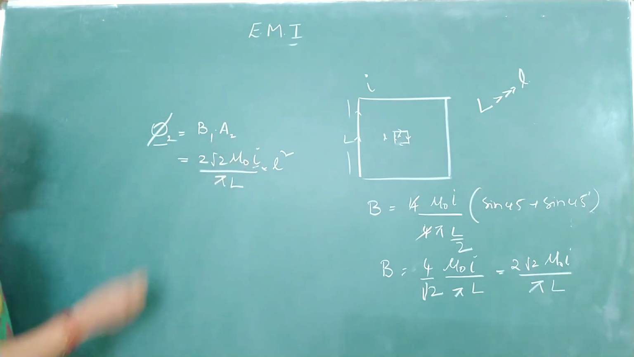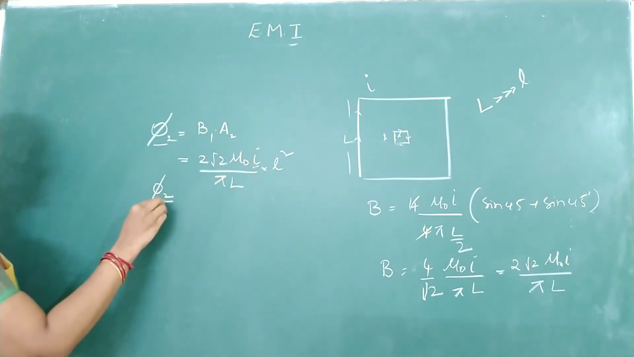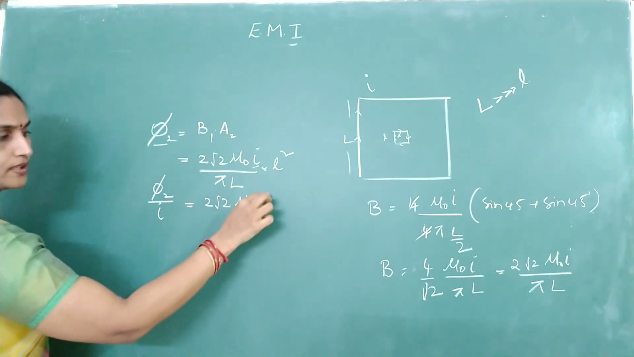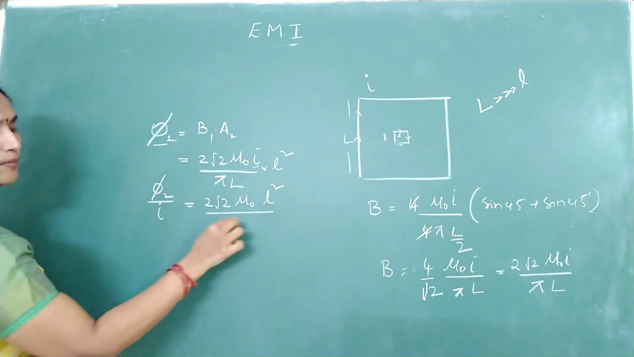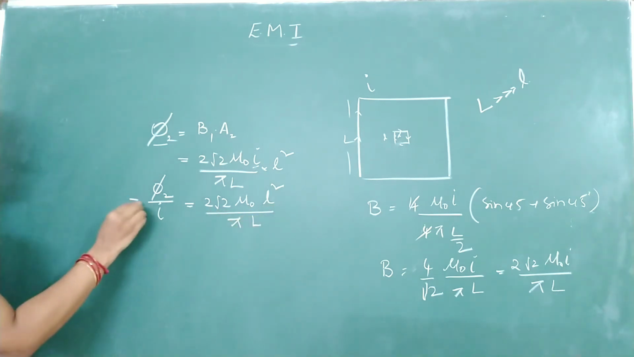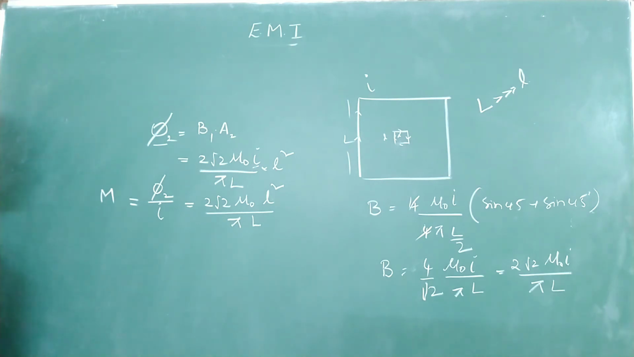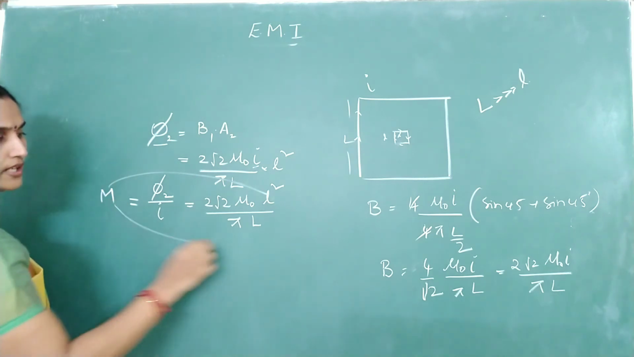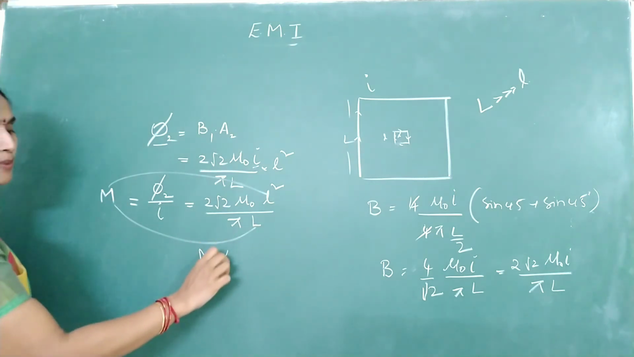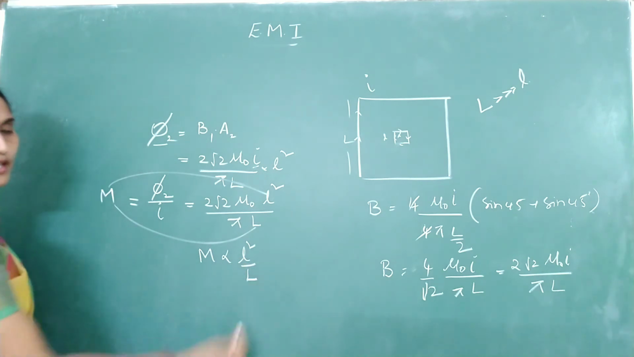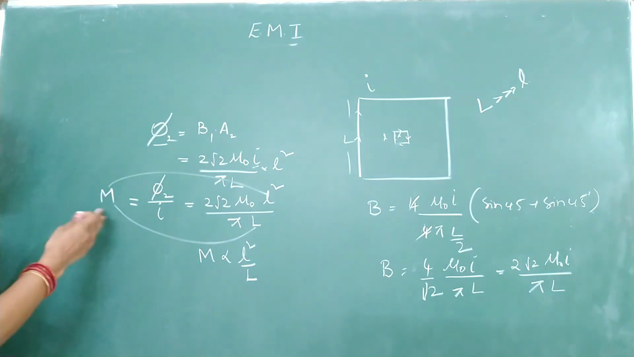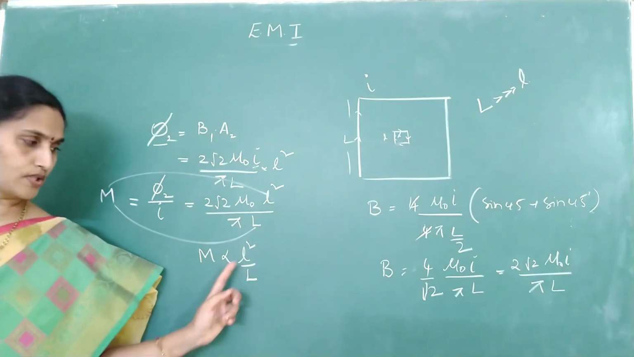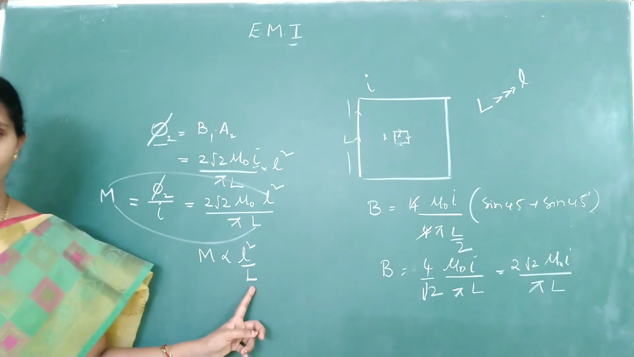The ratio gives you the mutual inductance. So phi 2 by I1, what is it equal to? 2 root 2 mu naught l square by pi into capital L. So this gives me the mutual inductance of one square loop inside the other. How is it related to small l square and capital L? Capital M is proportional to the square of small l, and inversely related to capital L. Sometimes only proportionality may be asked. If proportionality is asked, you can remember M is proportional to l square divided by capital L.